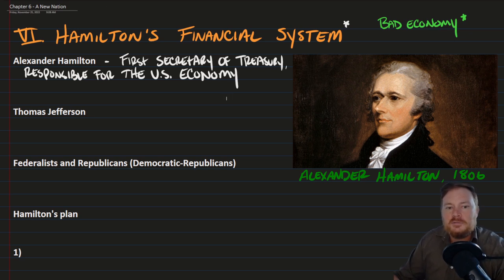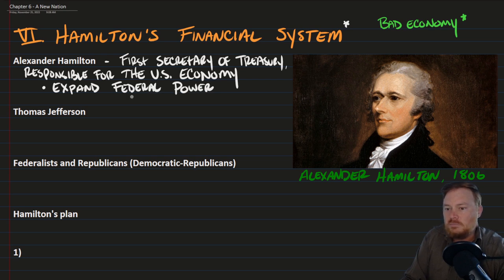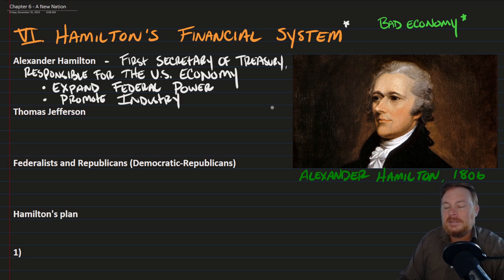Alexander Hamilton, not only was he the first Secretary of Treasury, but generally speaking, his position was to expand federal power. Certainly somebody that believes a more efficient government is better, and really wanted to promote industry. He was someone who believed that the United States should mimic Europe in terms of its economy, fostering American manufacturing. He wanted to turn the United States into a producing nation.